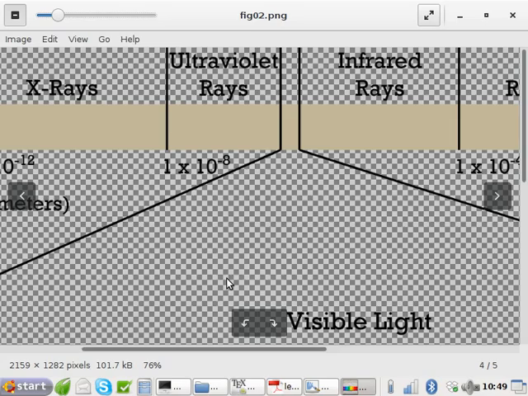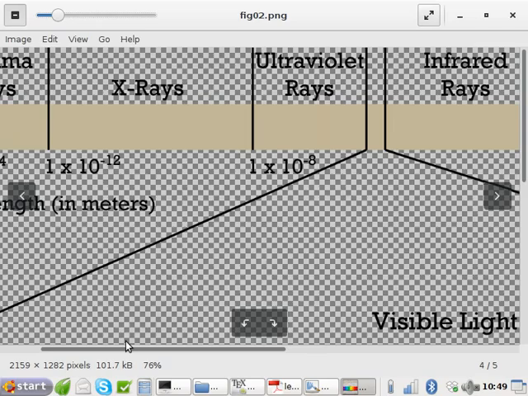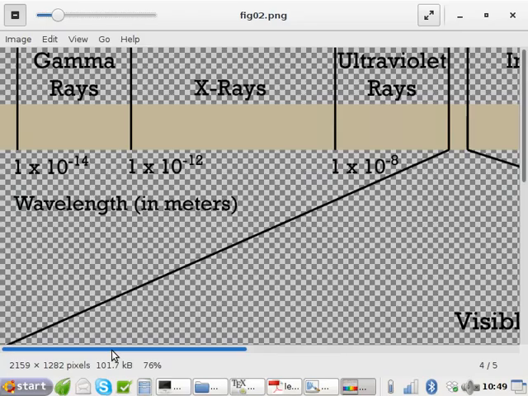Infrared, yeah, about this. Now, I will skip the visible light for a moment. Ultraviolet, the UV, is 10 to the minus 8. The X-rays are 10 to the minus 12. What else do you have after X-ray? Gamma is 10 to the minus 14. Did we miss any of them?